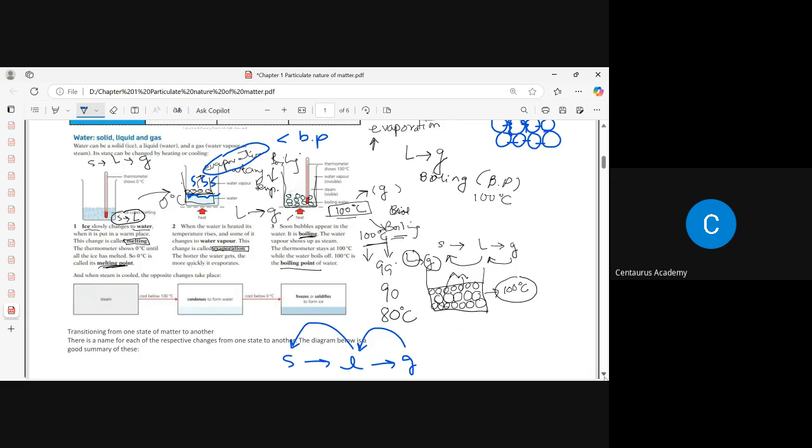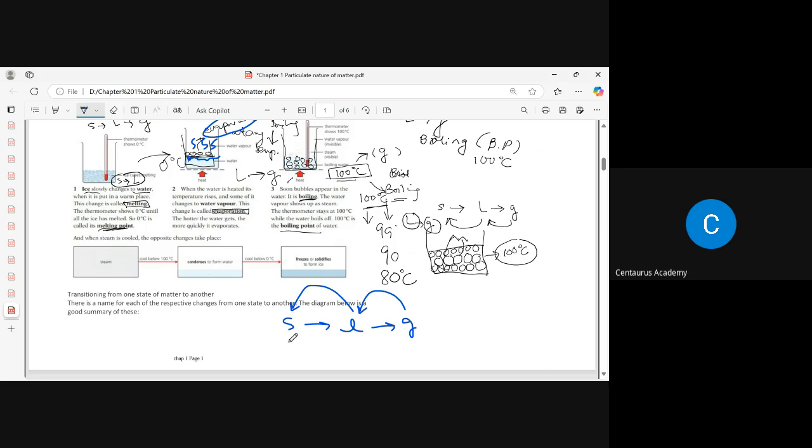Freezing. Very good. And if solids convert into gaseous state without the liquid phase in between, no liquid phase in between. Sublimation. Sublimation, excellent. And if gases convert into solid without this liquid phase in between, that is desublimation or deposition.